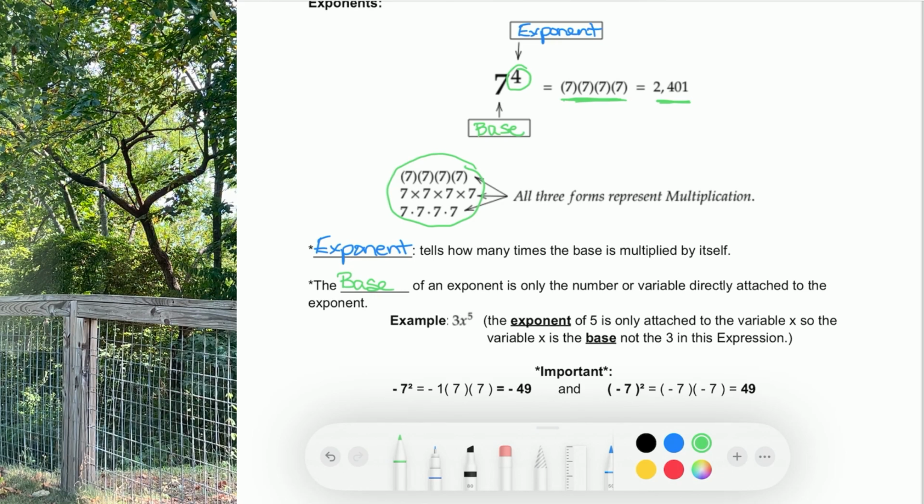So, example, this 3 times x to the 5th power. The only thing to the 5th power is that x. We're not going to do 3 to the 5th power, okay? It's not attached to the 3.